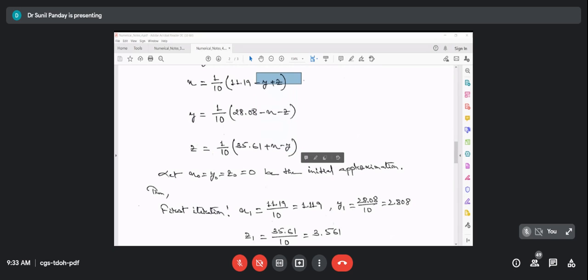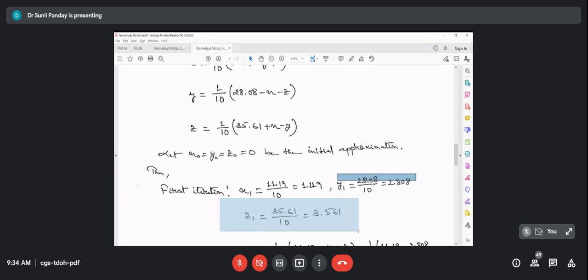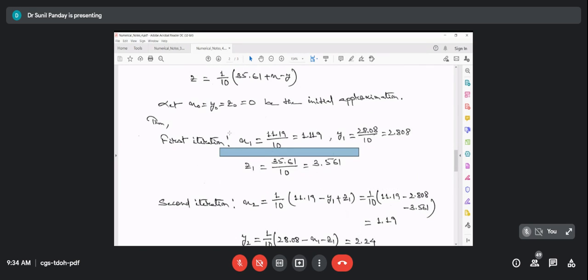So on the right side I will substitute x naught, y naught, z naught as 0, and I will get 11.19 upon 10 as x1, the updated value of x. Initially I took x, y, z as 0, but now I am getting the updated value of x as 1.119. Similarly, if I substitute x naught and z naught as 0 in this part, I will get y like this, and similarly z like this. Now I have the updated values of x1, y1, z1.